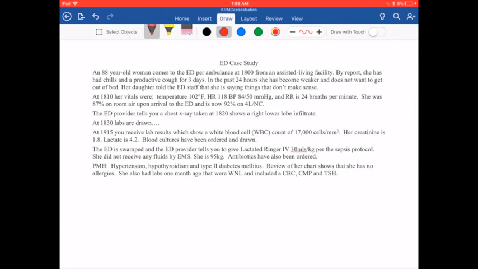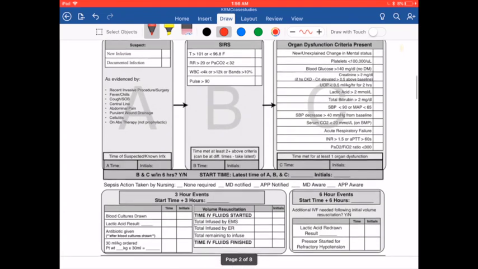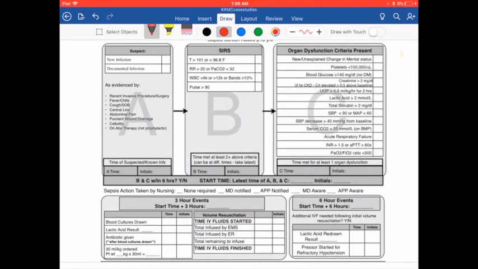So let's say that you're in the computer and you are charting on this patient, going through the sepsis screen, and obviously the patient screens positive for sepsis. So the next thing that you do that I showed you earlier is to click on that little P at the top of the sepsis screen, and that will cue a tool that prints off. So this is the lovely tool that prints off.